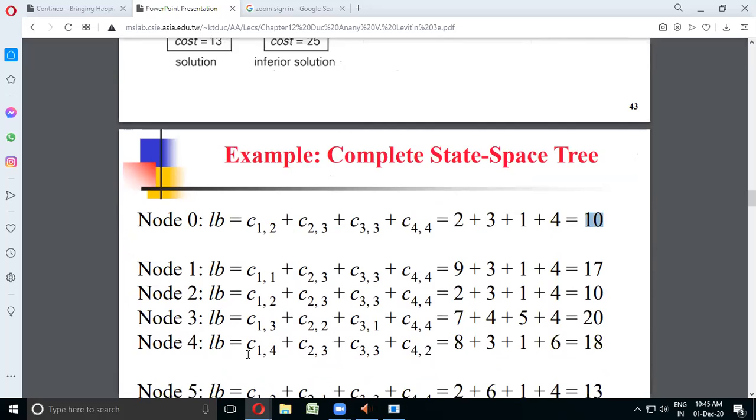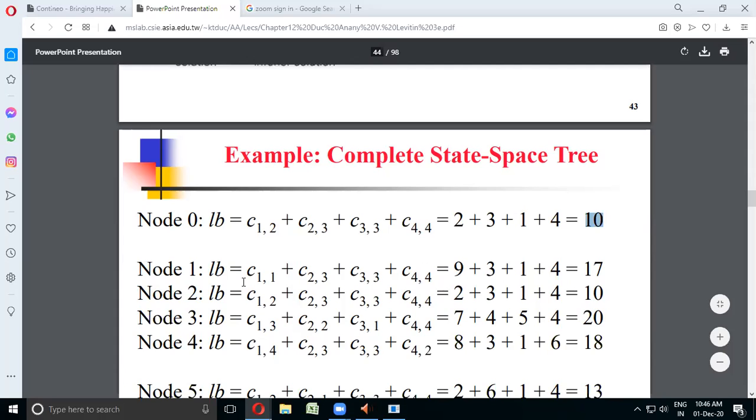Next, we are looking at all the possibilities. Now in level 1, what are we doing? We are finding nodes 1, 2, 3, 4. Among those, 2 is the most promising node. So how did we get this 2? We are again branching out to look at all the possibilities.